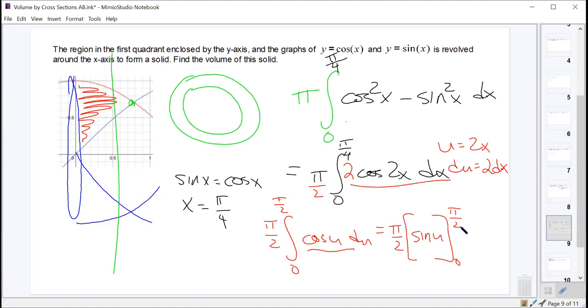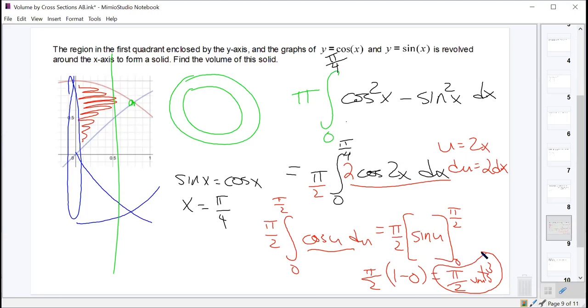Let me go back to that in 1 second. Let me just get the final answer. We get sine u, and then we evaluate. We get pi over 2. Sine of pi over 2 is 1. Sine of 0 is 0. So we end up with the final answer of pi over 2 units cubed.